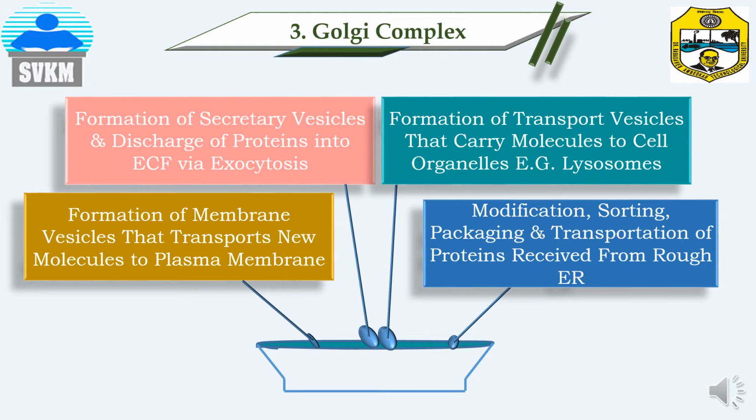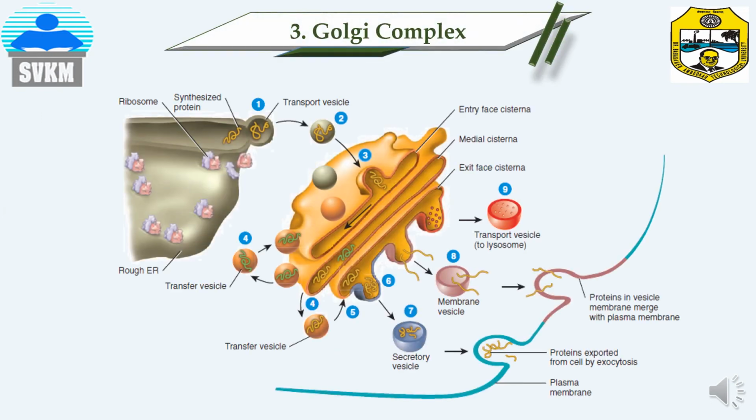This means the Golgi complex plays an important role in the modification, sorting, packaging and transportation of the proteins with the help of formation of transport vesicles, secretory vesicles and membrane vesicles. This is the structure. You can see there is a medial cisterna, entry face cisterna and exit face cisterna.